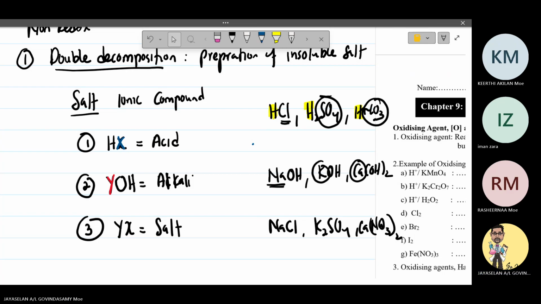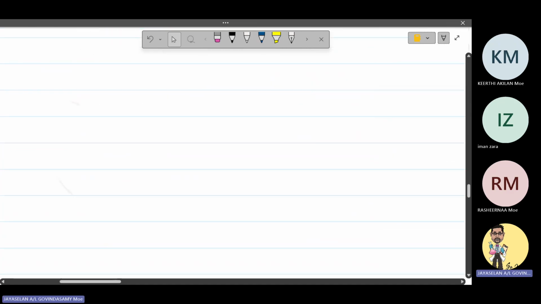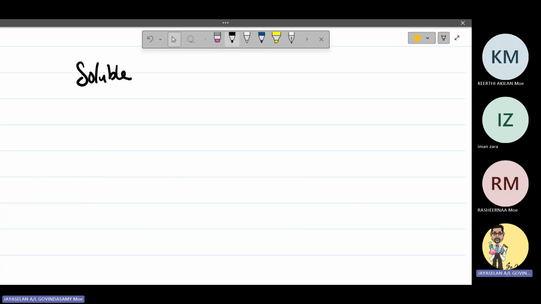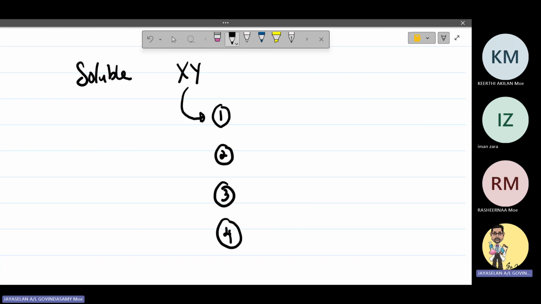Already memorized? Okay, you all can watch the recording. So salt: some dissolve in water, some do not dissolve in water. You all face a lot of problems identifying which one is soluble and which one is insoluble, right? So please remember, in salt we have X and Y. In X and Y, there are 4 ions: 1, 2, 3, 4. If these 4 ions are present in the salt, that salt is called what salt? Soluble salt. It definitely dissolves.